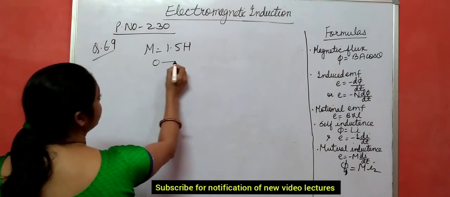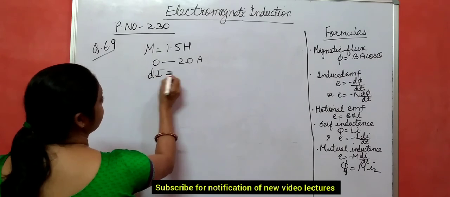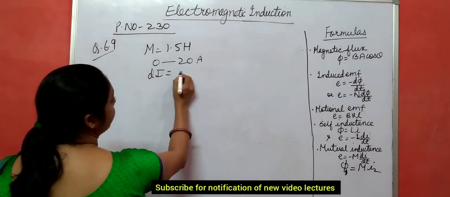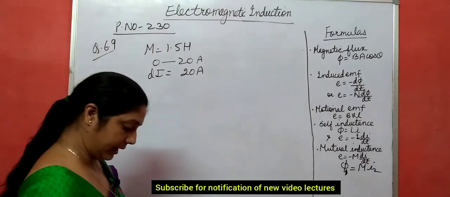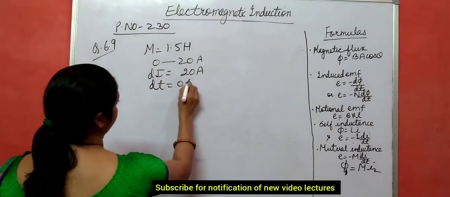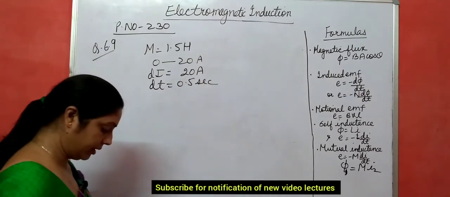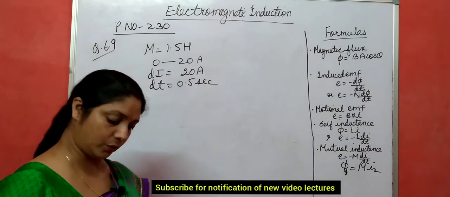again, current changes from 0 to 20 ampere. So change in current is how much? Di is 20 minus 0, that is 20 ampere, right? And in which time? 0.5 second. Okay. What is the change of flux linked with the other coil?